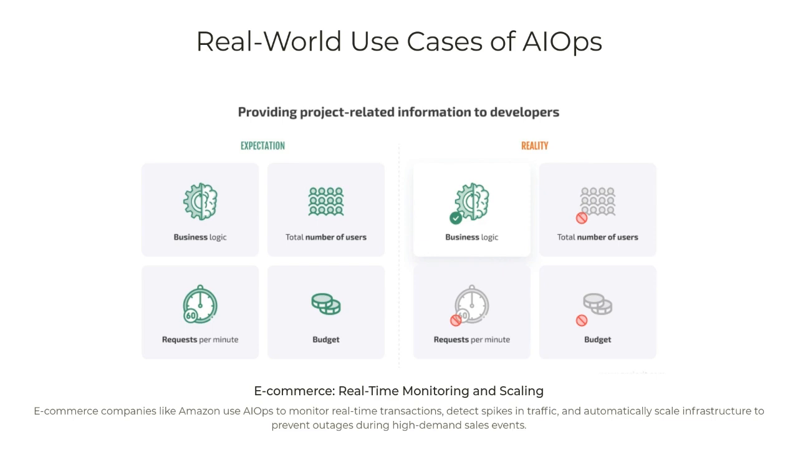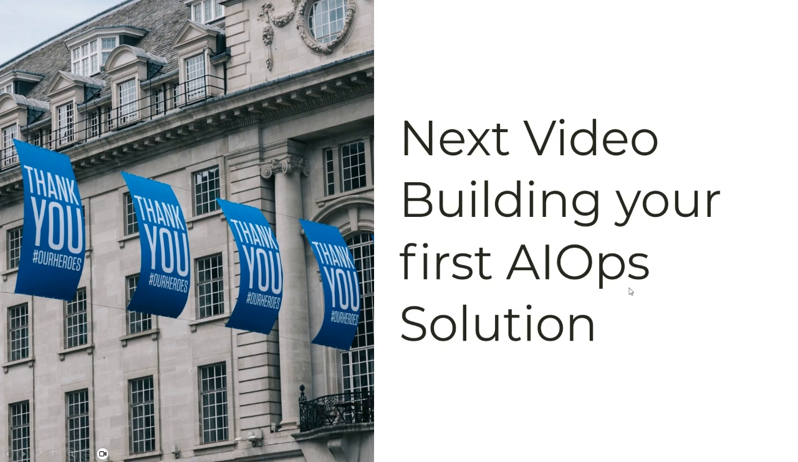This is just one example, but industries ranging from finance to healthcare are adopting AI ops to make sure their critical systems stay operational under any circumstances. That brings us to the end of this session on AI ops fundamentals. We've covered what AIOps is, why it's essential for modern IT, and how real-world companies are using it to solve big challenges like scaling during high traffic or predicting outages before they happen.